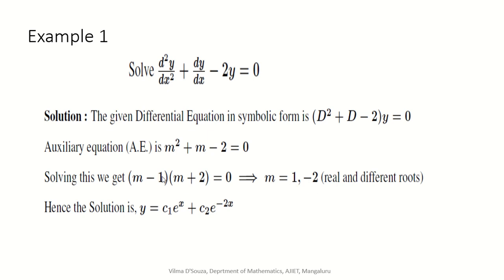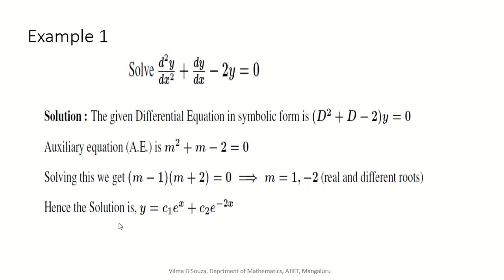So you need not go for this method. You can use your calculator to find the roots of m² + m - 2 = 0. You will get the roots as 1 and -2. You can observe here the roots are 1 and -2. They are real numbers and they are distinct.